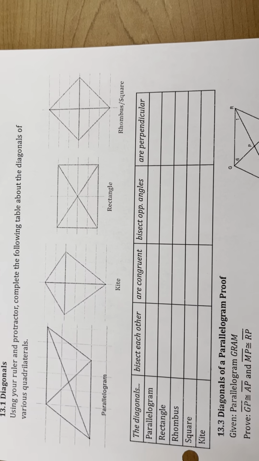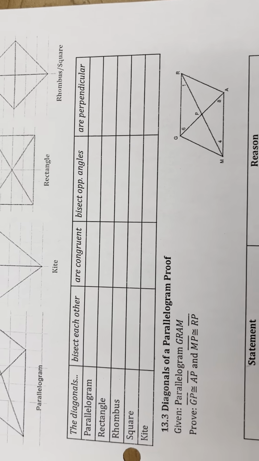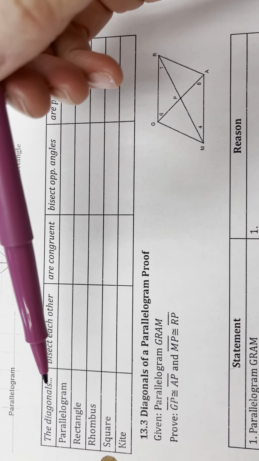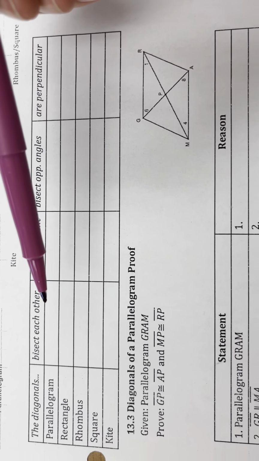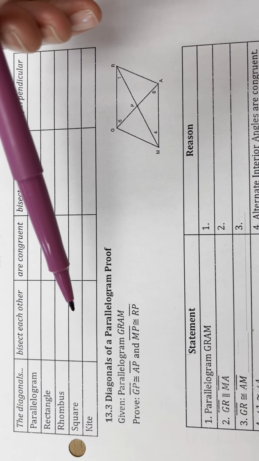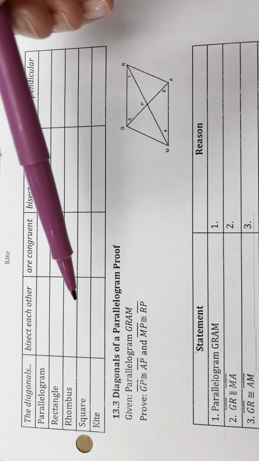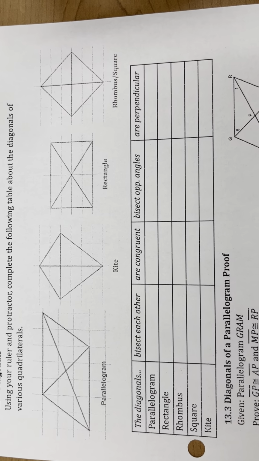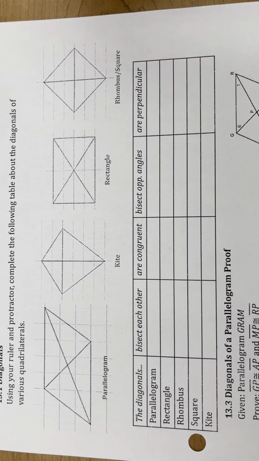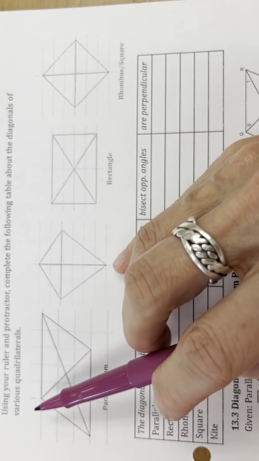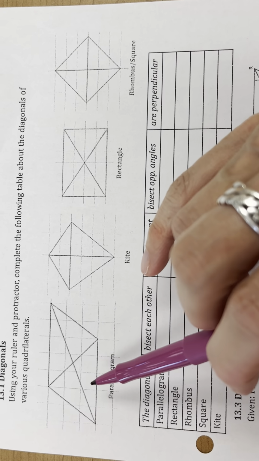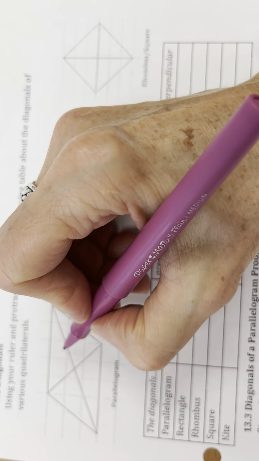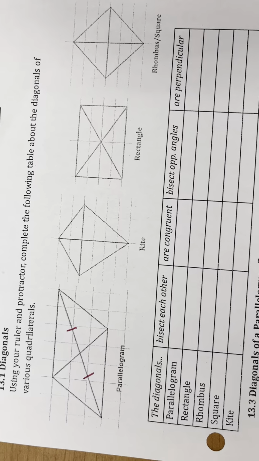Okay, so we are going to fill in this chart by answering these questions. The diagonals bisect each other, okay? And we have to check to see if they bisect each other in the parallelogram, the rectangle, the rhombus, the square, and the kite, and all of these pictures are here. When we think of the word bisect, it's cutting it in half. So if we look at these diagonals, are the diagonals bisecting each other? Is it cutting them into two congruent parts?